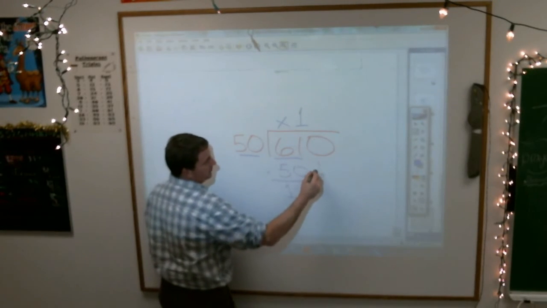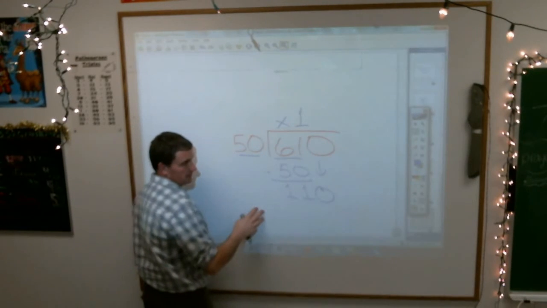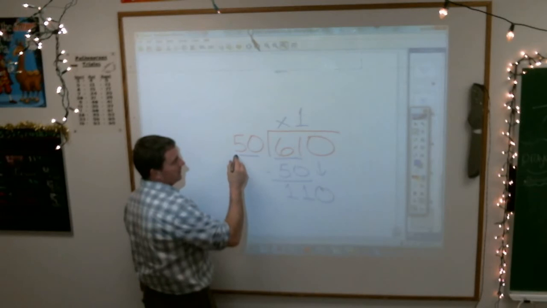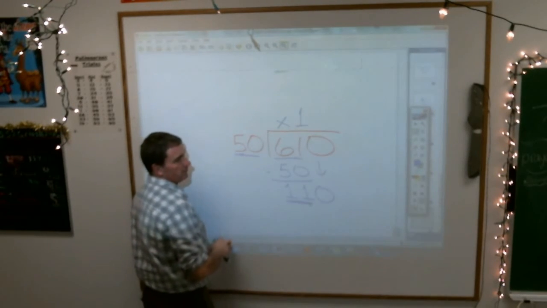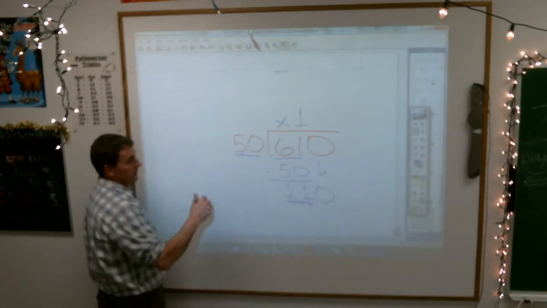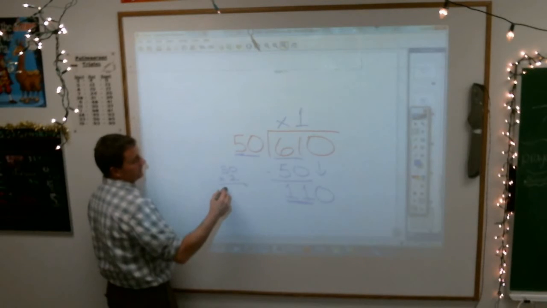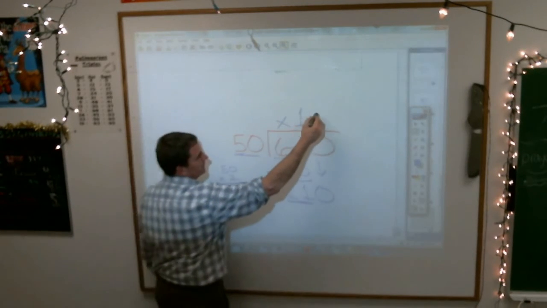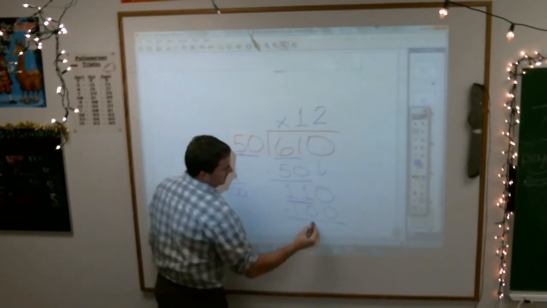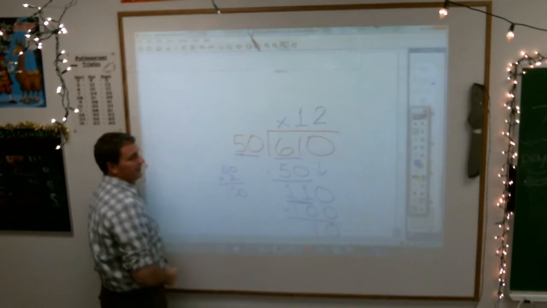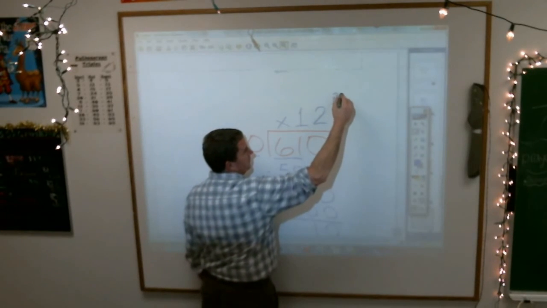Yes. Now you bring down the next thing, and now it's 50 into 110. You do the same thing there. How many times will 5 go into 11? That's how you figure out if you're close. Jill says twice. 50 times 2 is 100. So I get 100 there, and then I subtract. I get 10 left over. Can I have 10 left over? Yes. So that is my remainder.